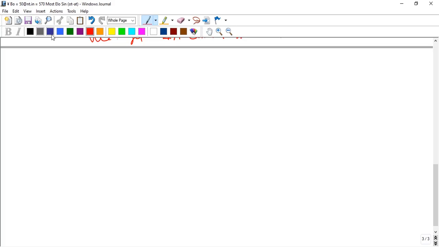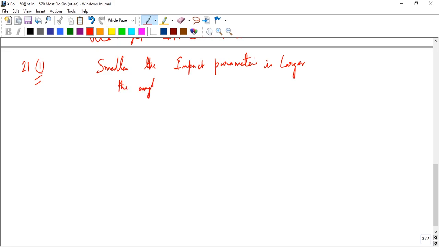So for 21 part 1: the smaller the impact parameter, the larger is the angle at which alpha particles scatter.